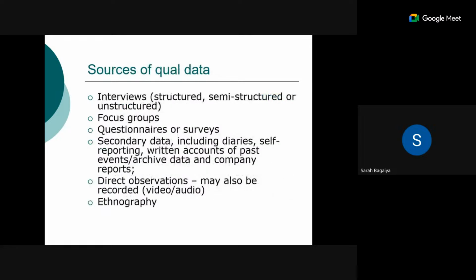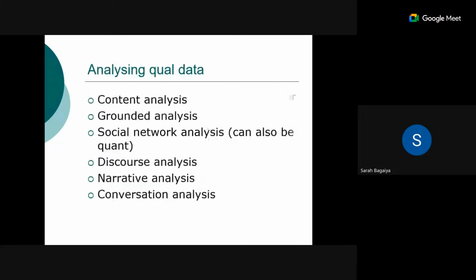Sources of qualitative data. We have interviews, which can be structured, semi-structured, or unstructured, focus group discussions, questionnaires or surveys, secondary data, including diaries, self-reporting, written accounts of past events, archive data, and company reports. Direct observations may also be recorded, by video or by audio. And then we have ethnography.